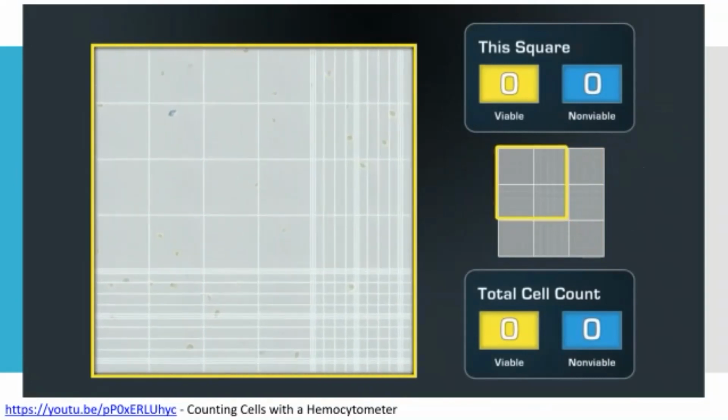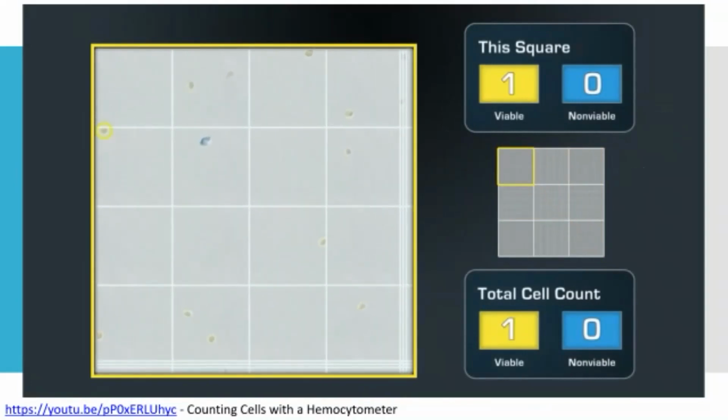Let's count the cells in the first square. 1, 2, 3, 4, 5, 6, 7, 8.